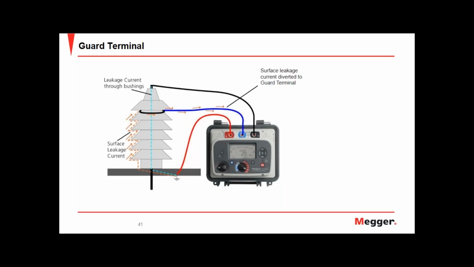So if you can identify a surface leakage path or paths, then they can be guarded out, and the result IR value measured can be fully relied upon.